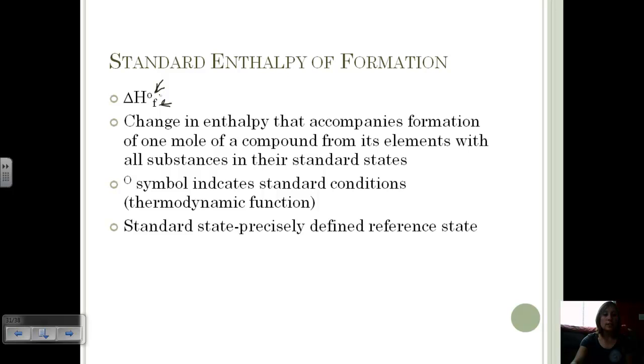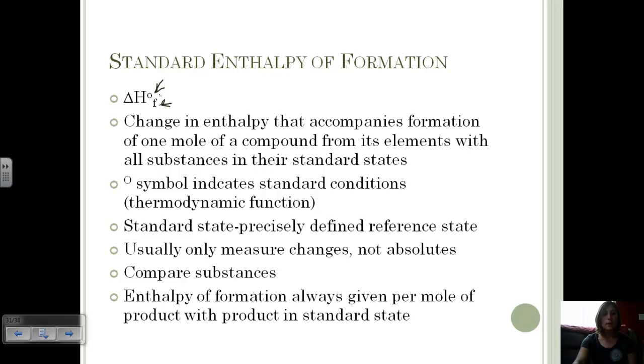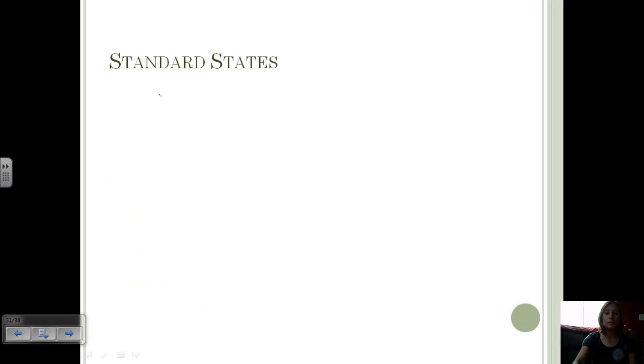And then we say standard state is the precisely defined reference state. In this system, we only measure the changes, not the absolutes, meaning we don't know how much energy at the beginning and at the end. We only know the increase or the decrease in energy, but that's all we really need is the change. And this also helps us compare substances, because we can look at the different changes. And remember, the enthalpy of formation is always given per mole of product with the product in standard state. So it's always going to be kilojoules per mole.